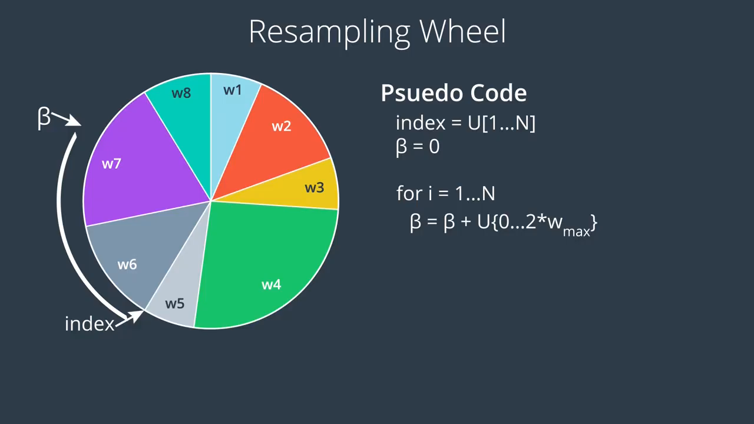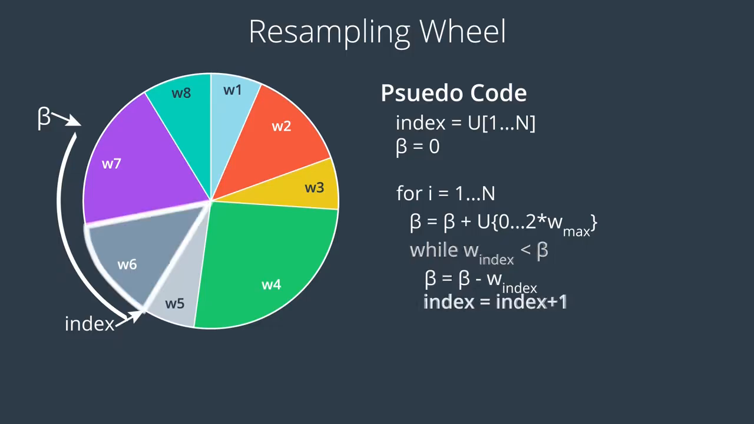As you can see, the new beta is now equal to the size occupied by particle 6 plus half the size occupied by particle 7. While W index is smaller than beta, we should subtract the W index from beta and increment the index. Here, you can see that the size occupied by particle 6 is smaller than the size of beta, so we'll subtract W6 from beta and increment our index.